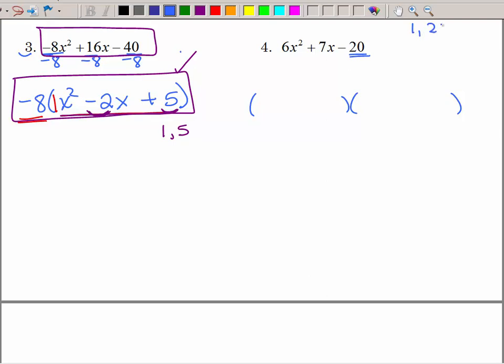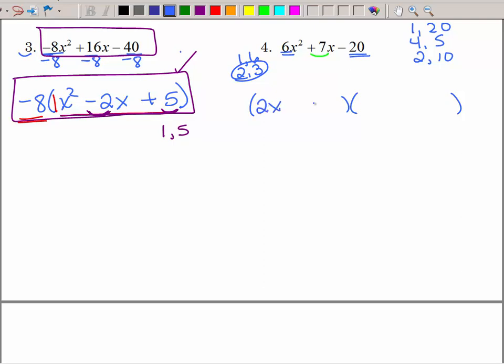So I know I have 1 times 20, 4 times 5, 2 times 10. What multiplies to get 6? 1 times 6, 2 times 3. So we have to find the right combination when we multiply it and do all the right signs to get a positive 7 in the middle. Well, I'm just going to start with the smaller number.